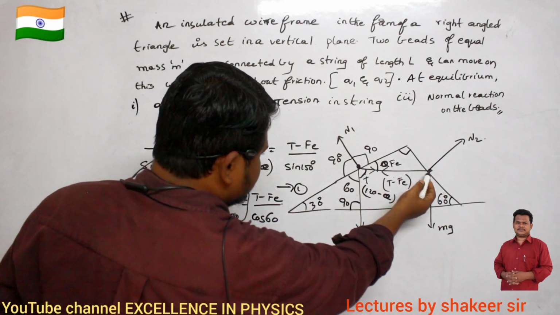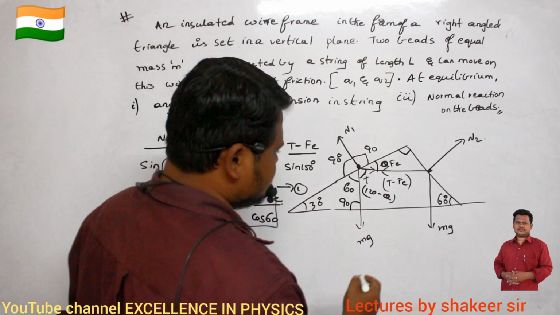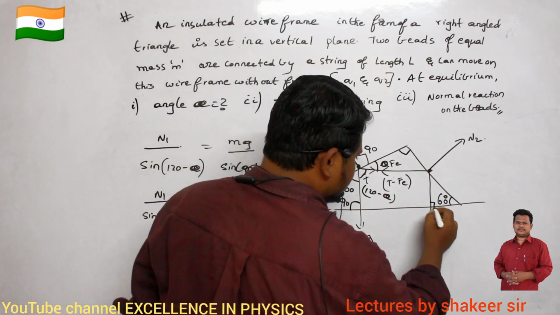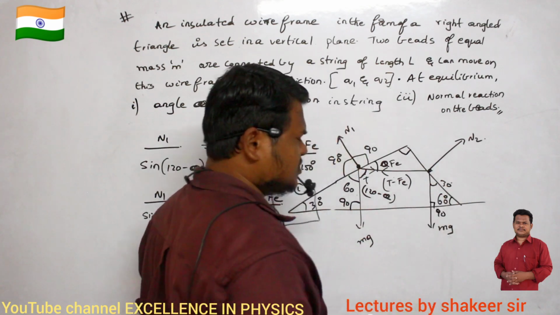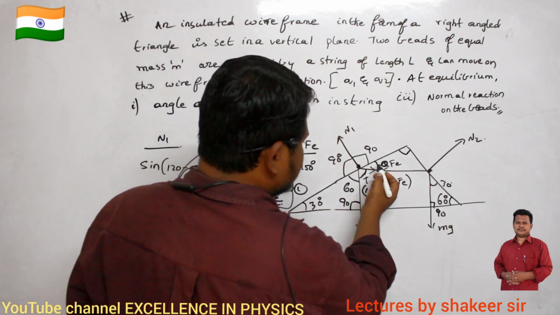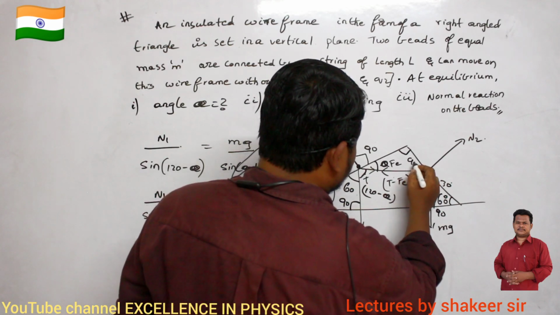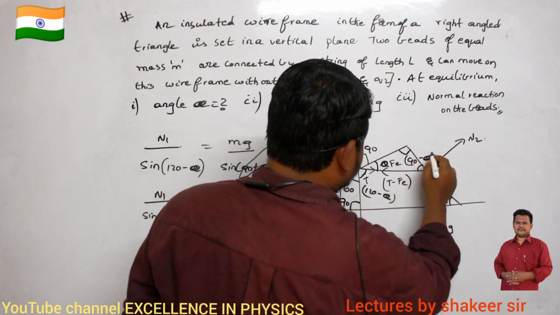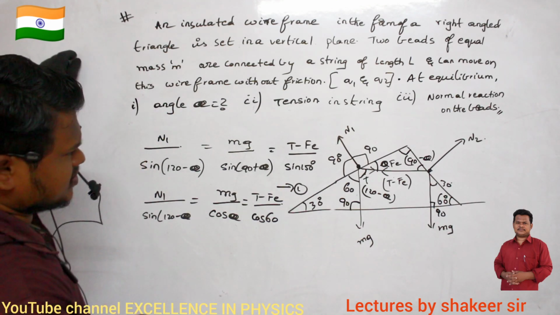Similarly, I can write Lami's theorem for the second beard also. For the second beard, how can I write? This angle is 60, this angle is 90, so this angle will be 30 degrees. That's all. So this is alpha, this is 90, and this angle will be 90 minus alpha. Now you calculate Lami's theorem for the second beard.